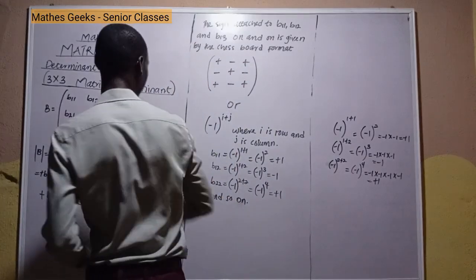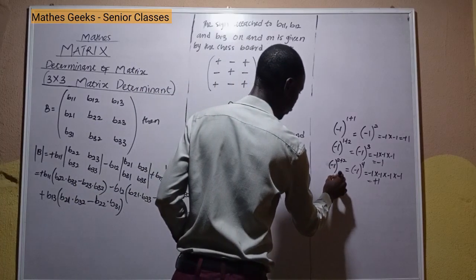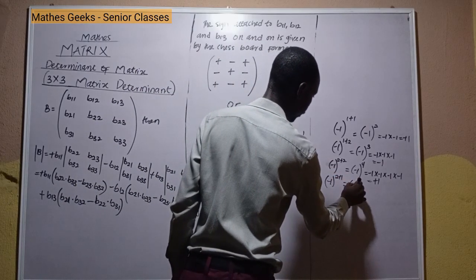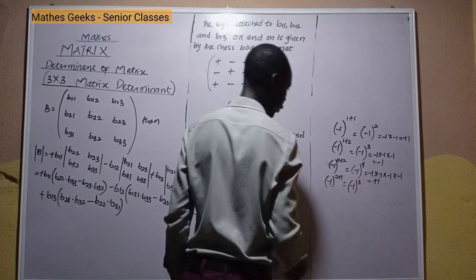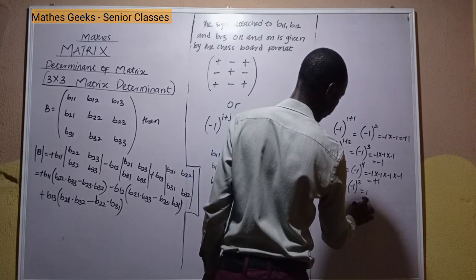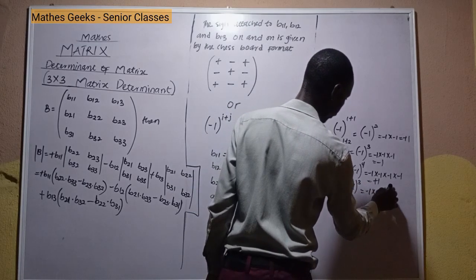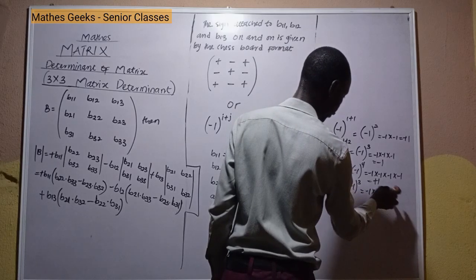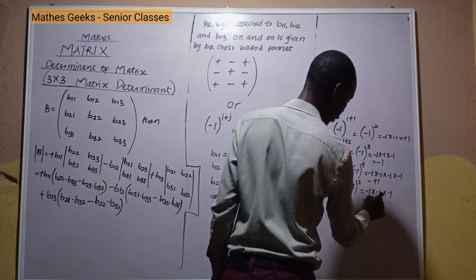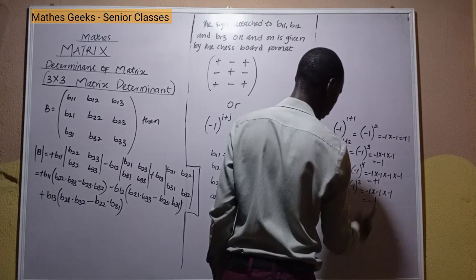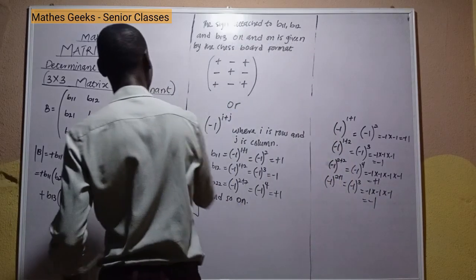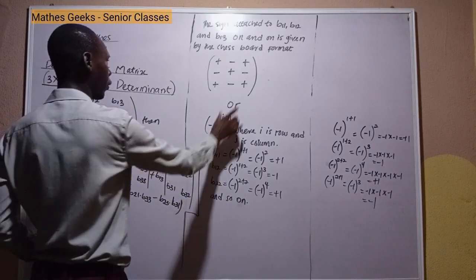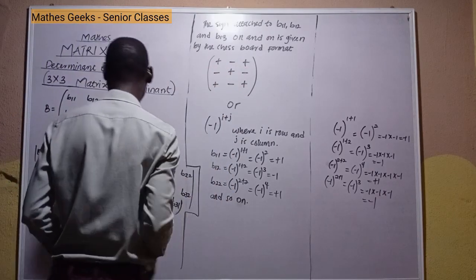For B21: -1 raised to 2 plus 1, which is 3, so -1 to the power 3, which is -1 times -1 times -1. Minus times minus is plus, plus times minus will give us -1. So the sign for this entry is negative. Either you follow this rule or you follow the chessboard format.